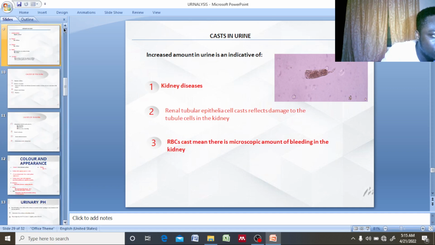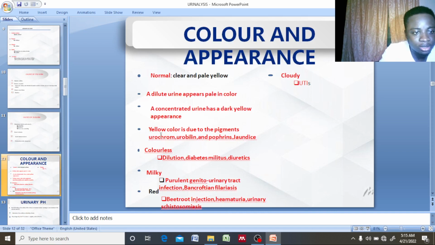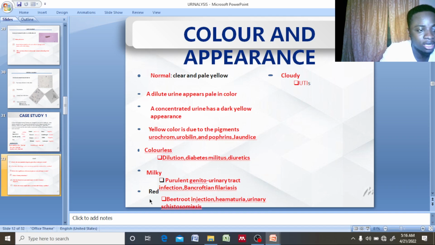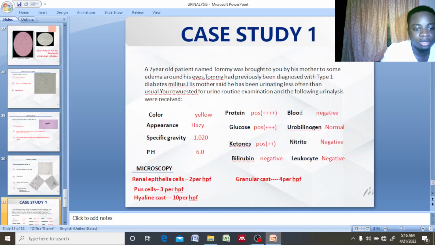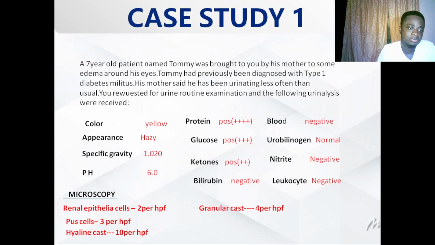So therefore, you will be able to solve the question. Yellow color is due to the pigments urochrome, urobilin, and porphyrin, and jaundice. So let's move on here. Possibly we can rule out the color, you understand? We can rule out the color. The hazy appearance may be due to some conditions, as may the specific gravity and pH values. But let's talk about the protein, the glucose and the ketones, and come back to the microscopy.